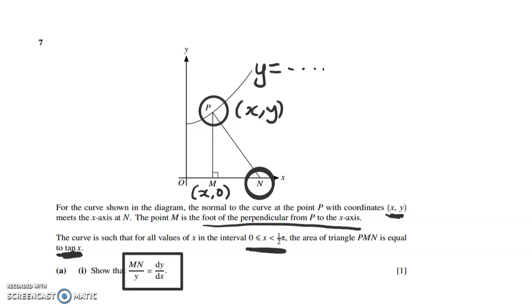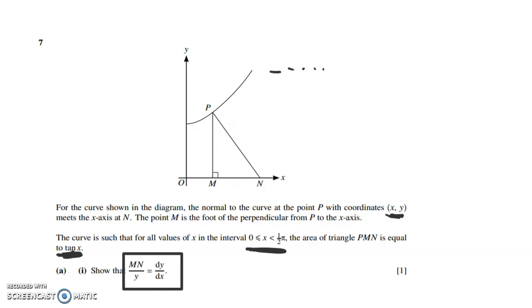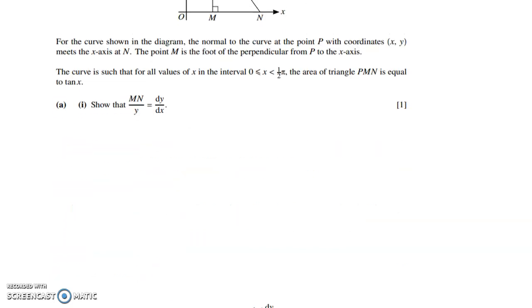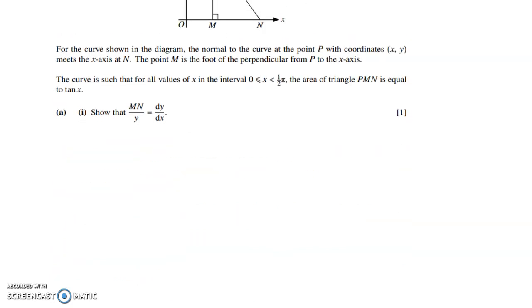So MN is this length here. Y is this length here. And if you draw it like that, I think you can already see the Year 10 gradient idea coming out. So we have to show that that is equal to dy by dx. So let's go slowly through that. Because it's a show that question, you really have to work quite logically. So we've got this at point P.